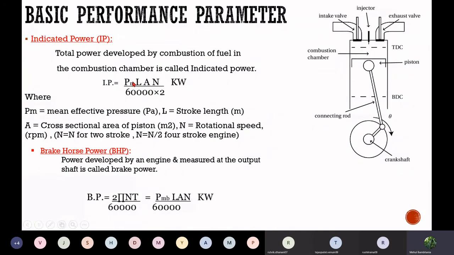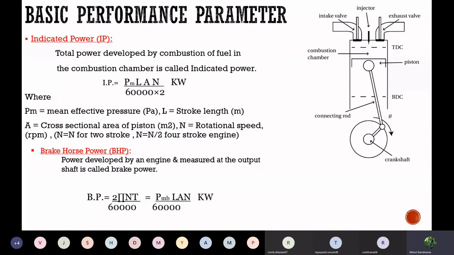Now this P stands for mean effective pressure. In a later stage, we will discuss what exactly mean effective pressure is. L is the stroke length between the top dead center and bottom dead center. The cross-sectional area can be determined by means of the bore diameter. This N is the revolutions. If it is a 4-stroke engine, definitely we should use N by 2, that is prescribed. And if it is a 2-stroke engine, then simply N we should use in this expression.